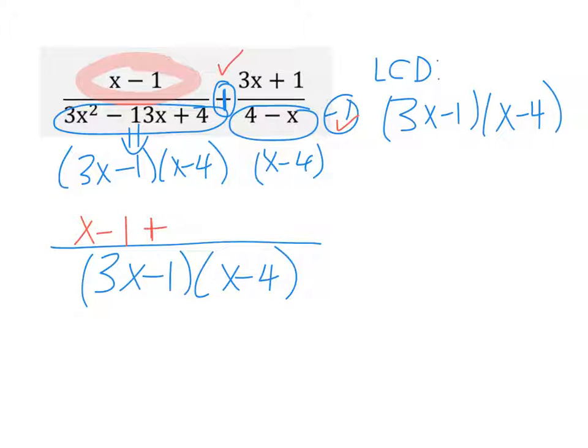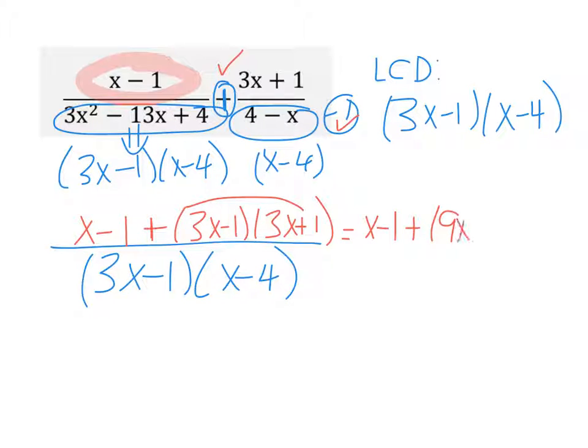So I have 3x plus 1, which is normally over x minus 4, so I know I'm going to have to multiply that by 3x minus 1, and then my 3x plus 1, which was there. Now, I have some breaking down here to do. So I have x minus 1, and this is going to give me plus, and if I look at this equation, I can see that this is a difference of squares, so that would be 9x squared minus 1 over 3x minus 1.